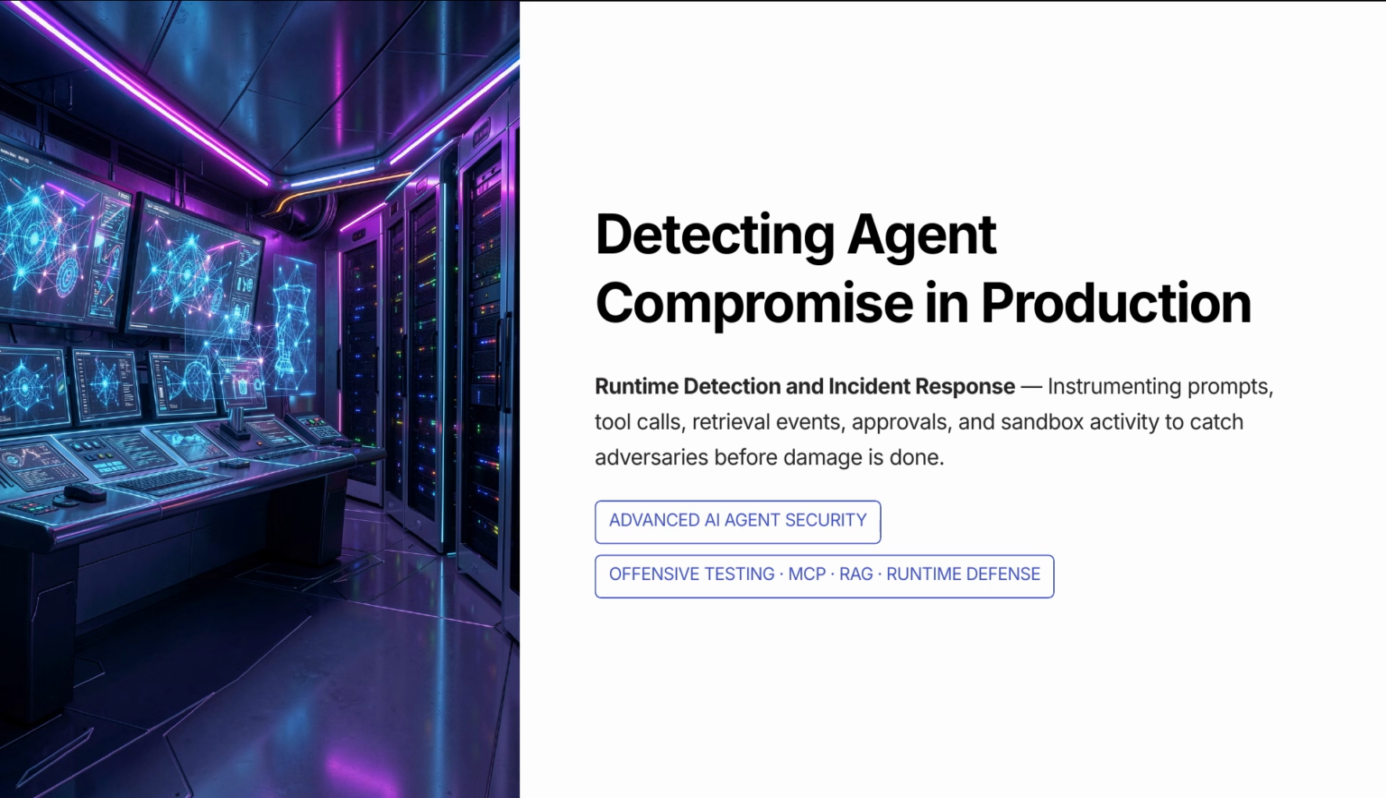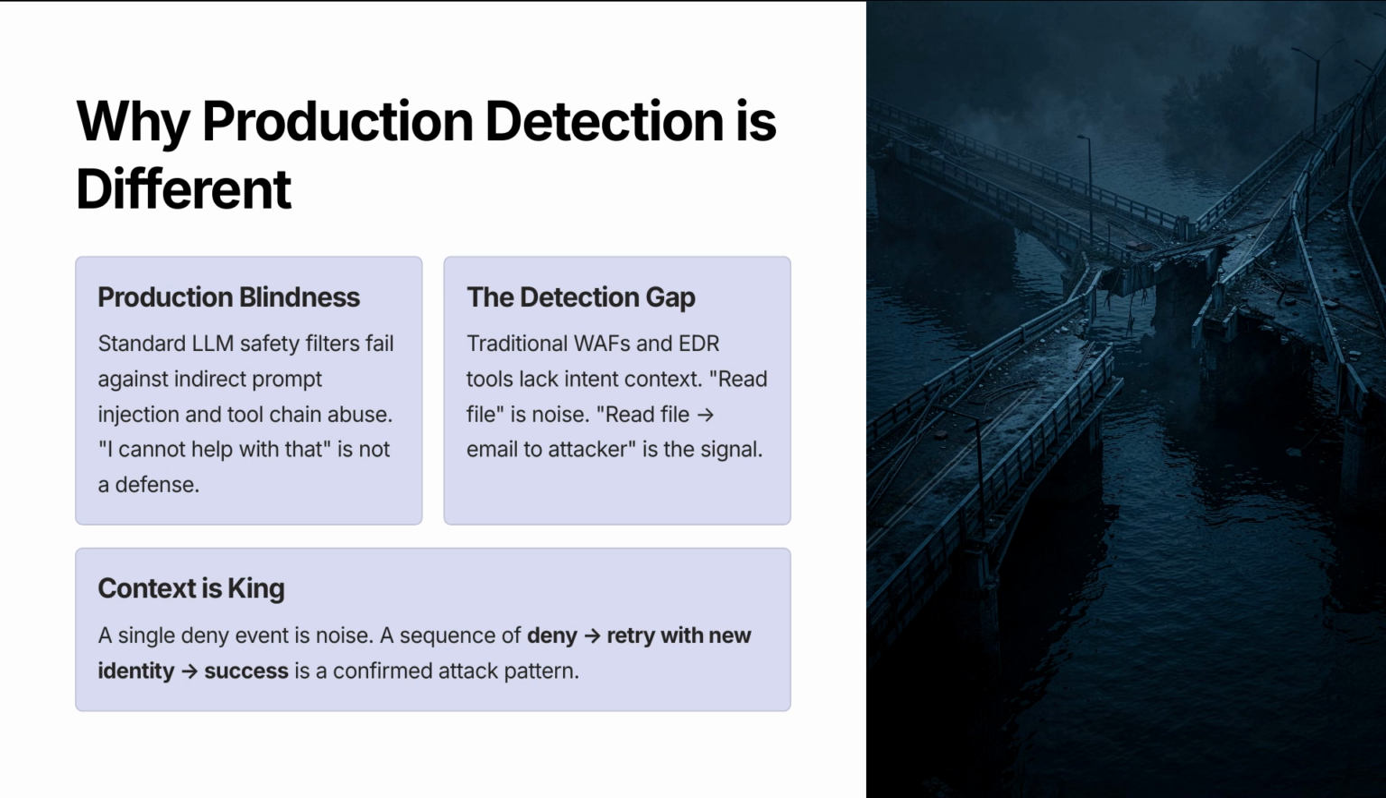This is a core part of advanced AI agent security, because once agents are connected to tools, data, and actions, security has to extend beyond prevention into active monitoring and response. Production detection is different because the failure modes are different. In production, you're not just dealing with unsafe text generation. You're dealing with agents that can retrieve data, call tools, take actions, and chain those actions together.